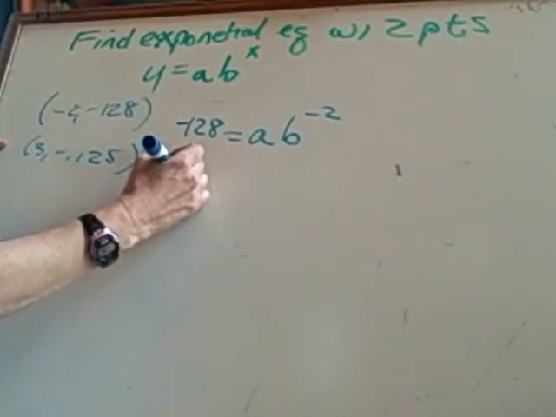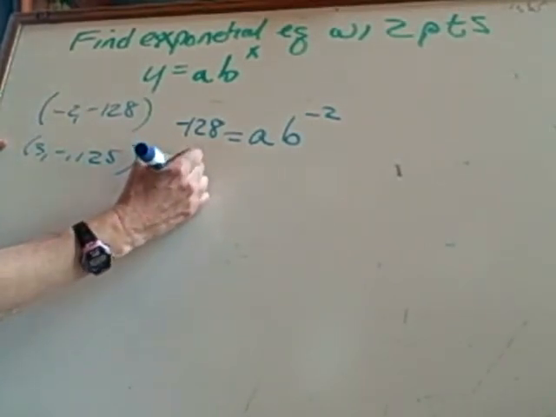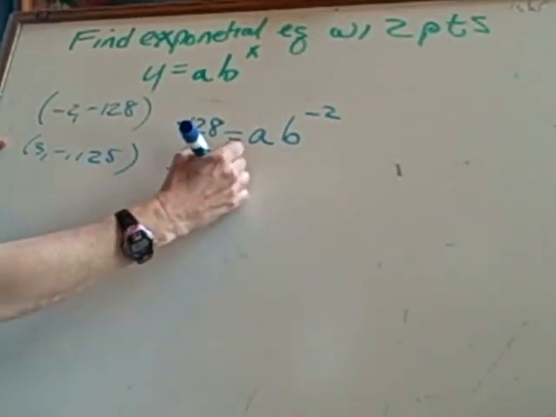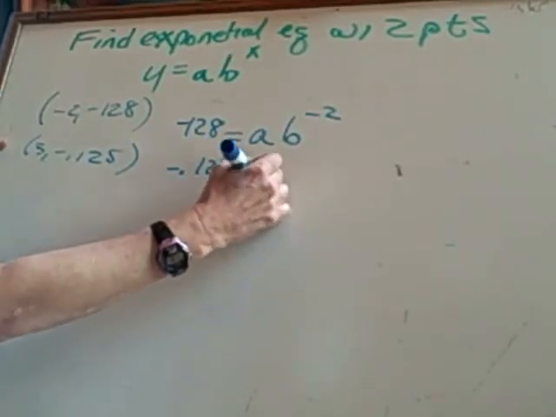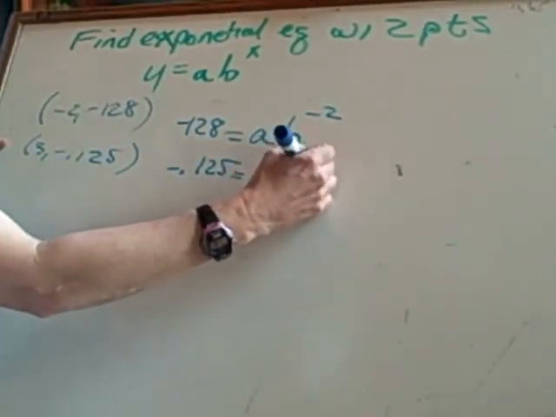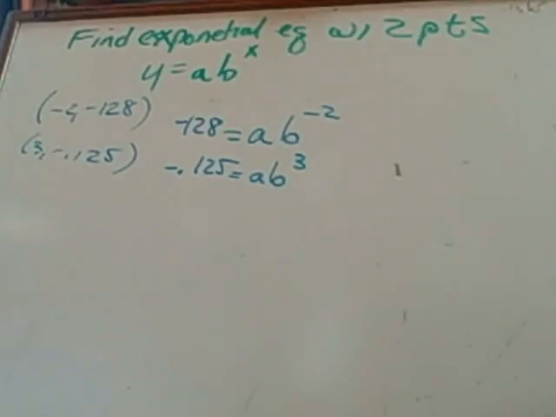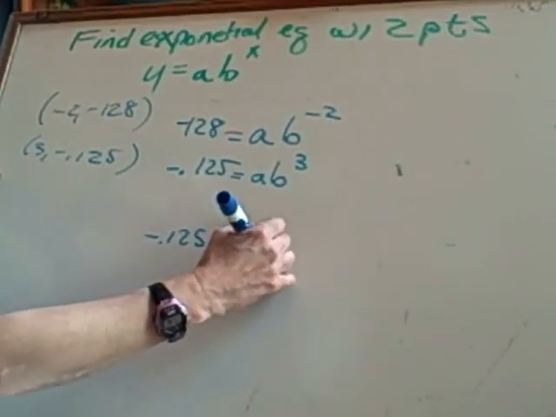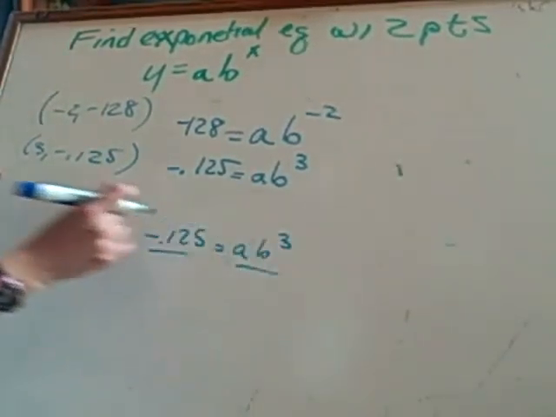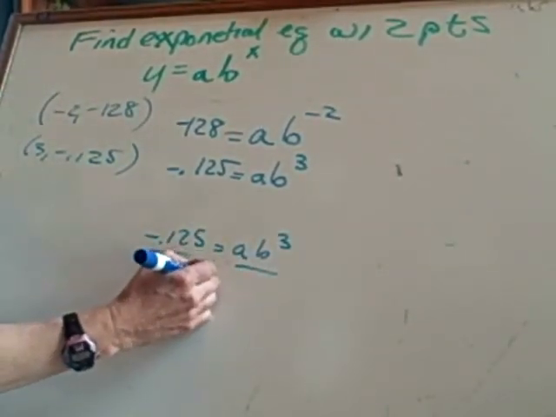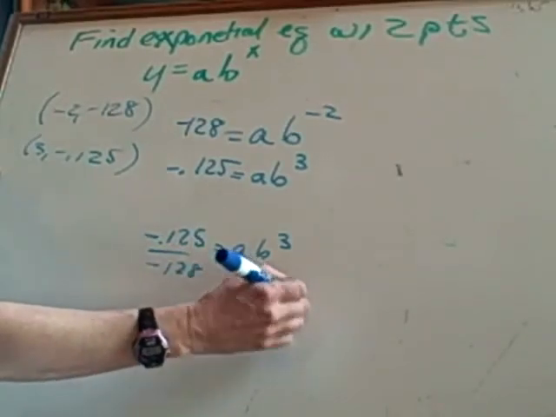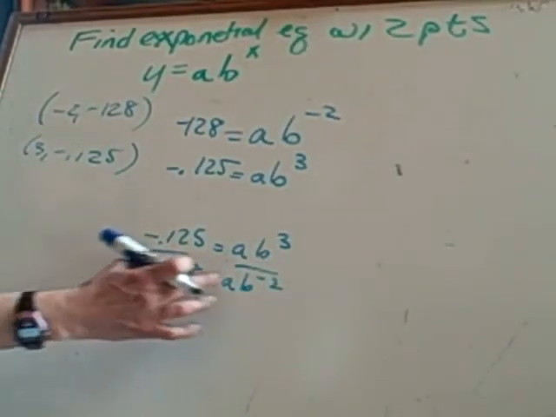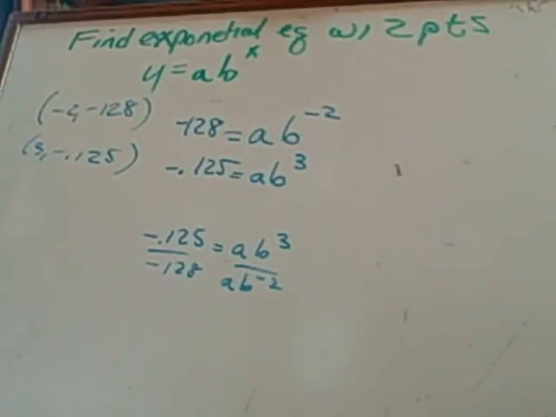And on this one we get negative 0.125 equals a b cubed. Yes? Alright, so what I'm going to do is I'm going to write the negative 0.125 equals ab cubed on top, and I'm going to divide that by negative 128 over ab to the negative 2, because this equals this. So far so good?